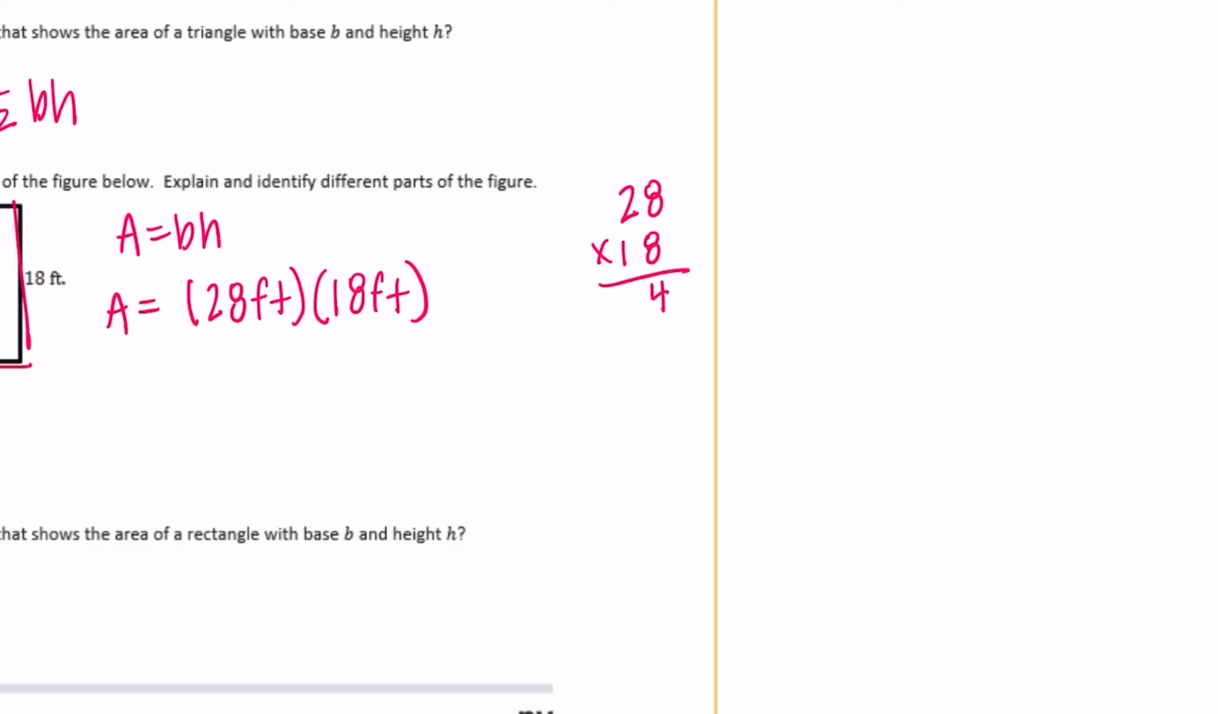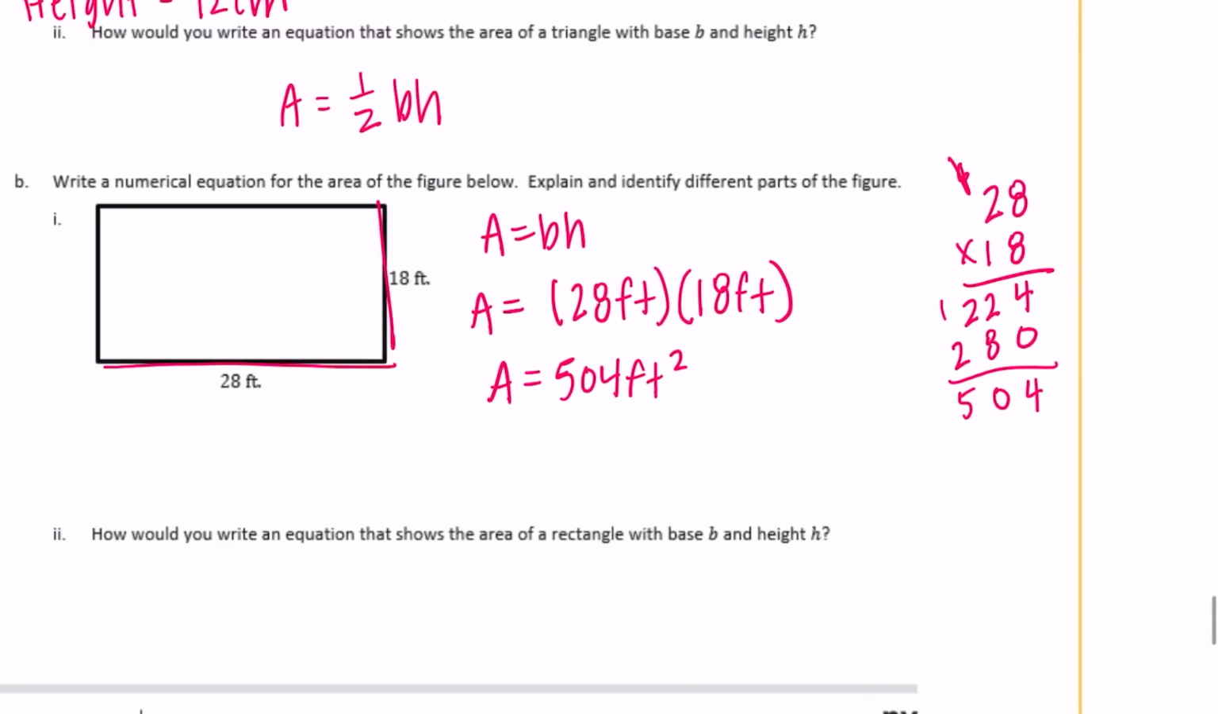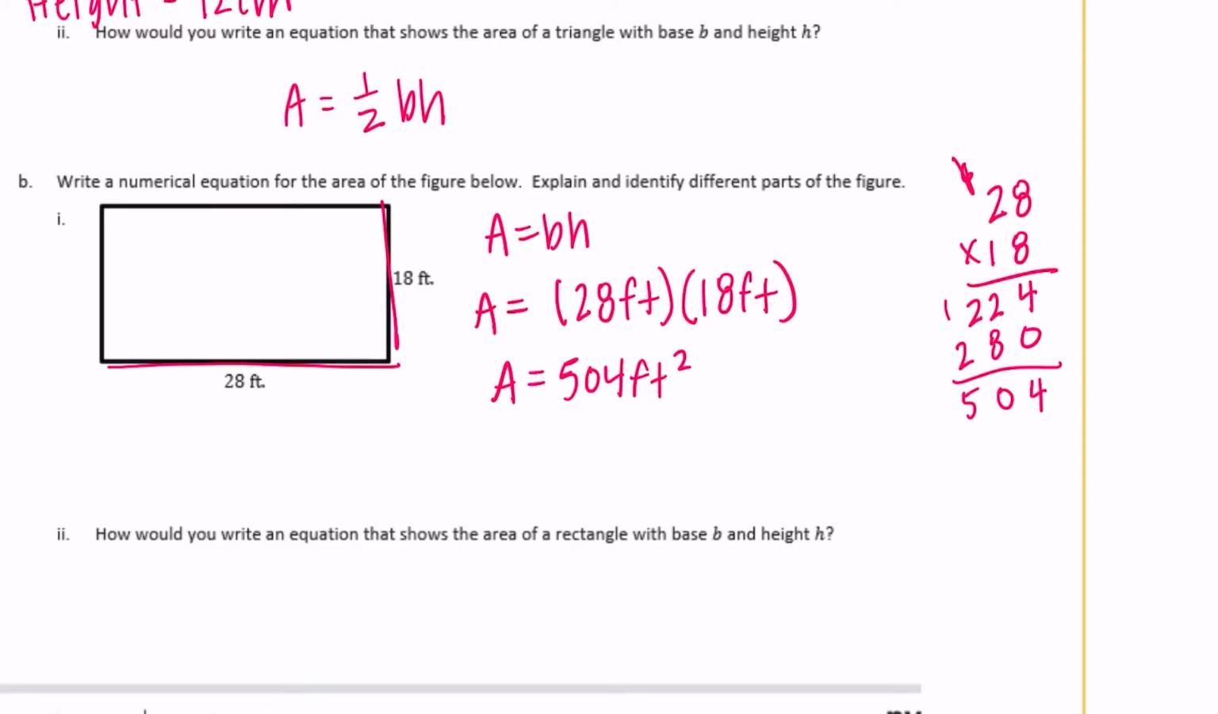8 times 8 is 64. 8 times 2 is 16 plus 6 would be 22. 1 times 8 is 8. 1 times 2 is 2. We get 504. And it's not a triangle, so we're not taking half of it. So the area is just 504 feet squared. Then we need to label, identify, and explain different parts of the figure.